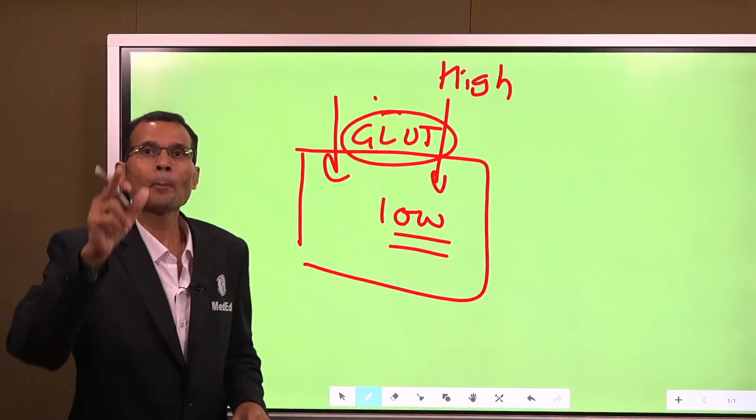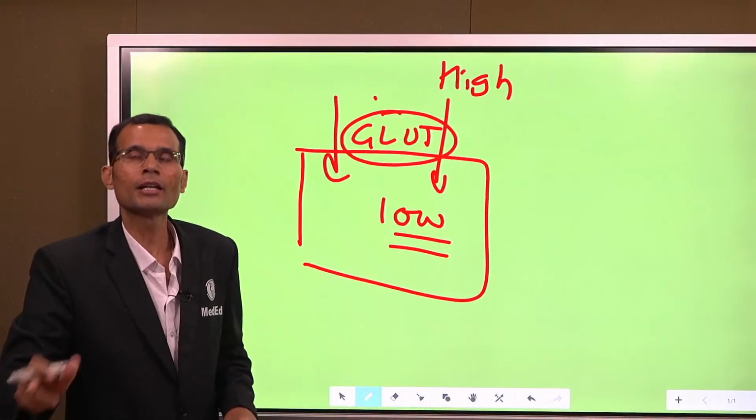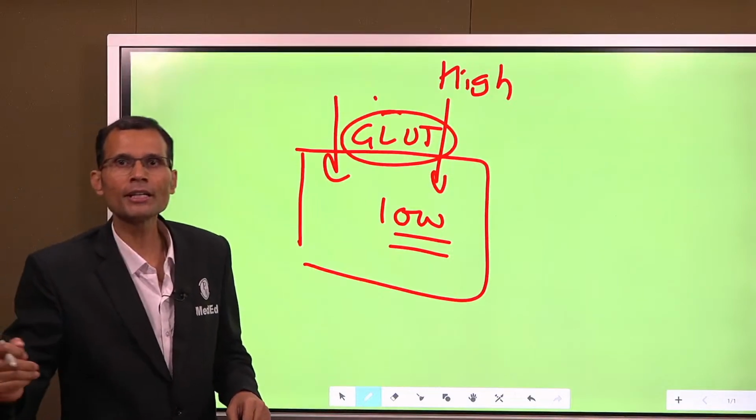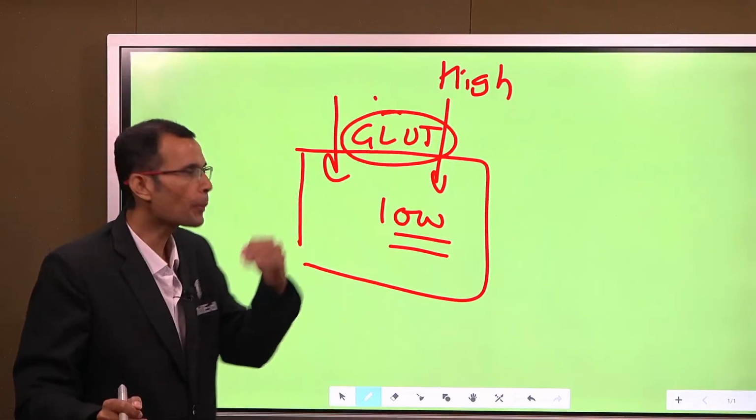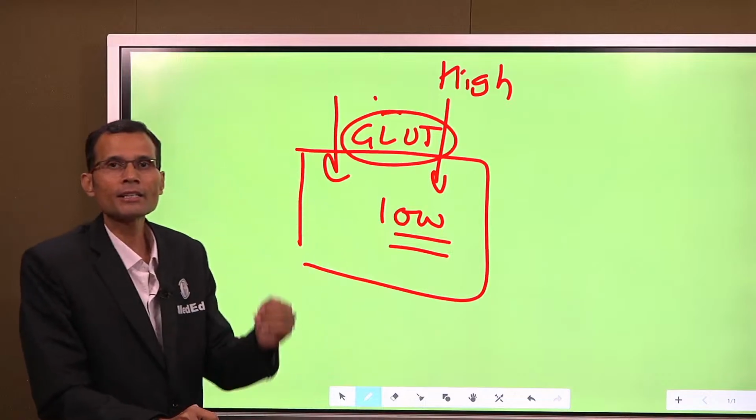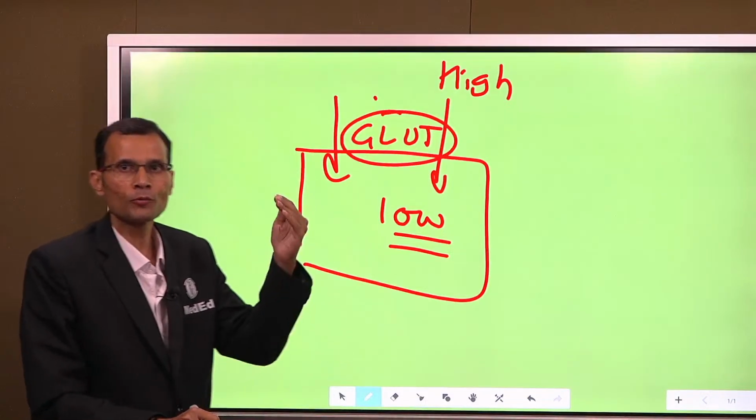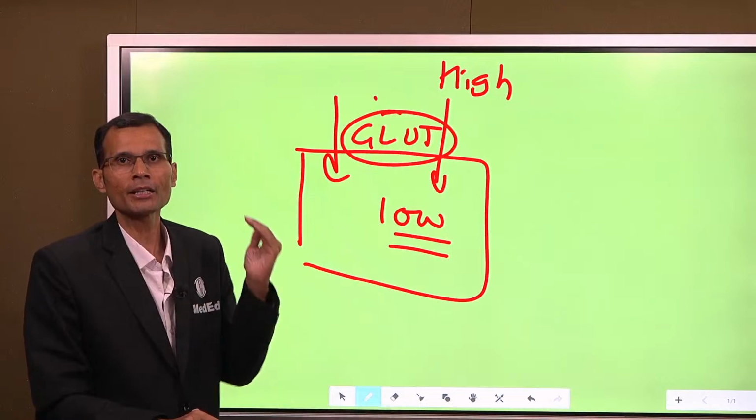GLUT2 is present in the pancreatic beta cell. Yes, for insulin release, glucose has to first enter the pancreatic beta cell, and that is where GLUT2 causes transport of glucose from blood into the pancreatic beta cell.